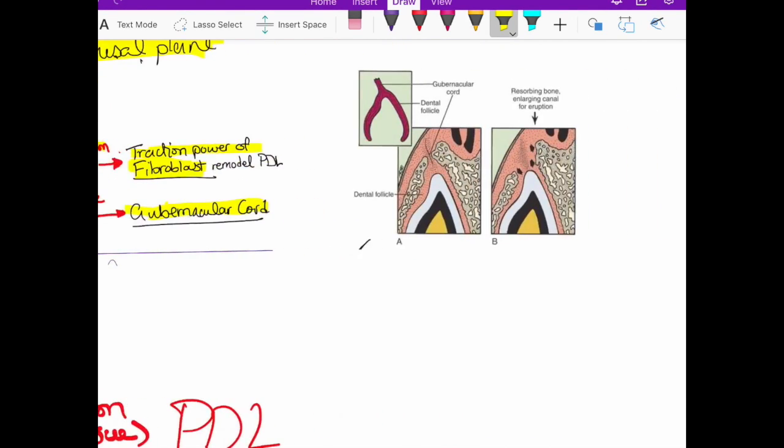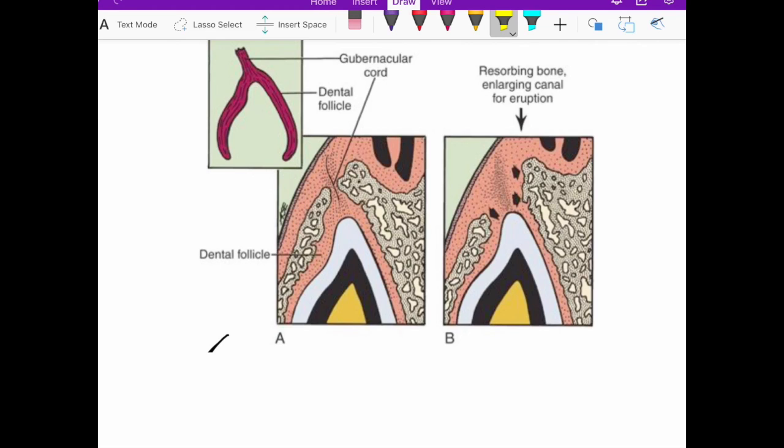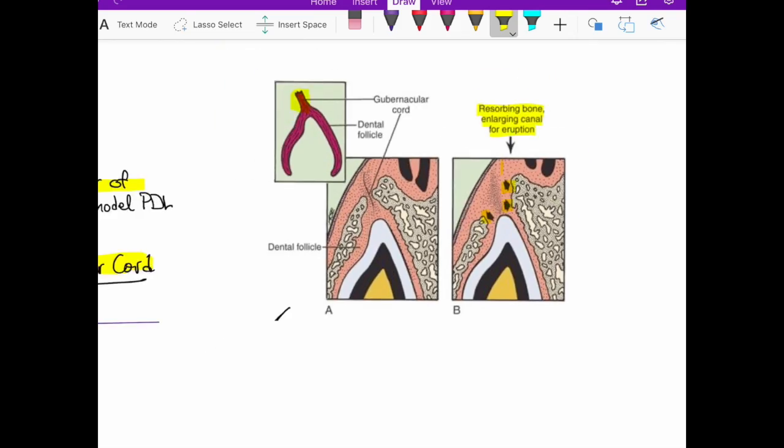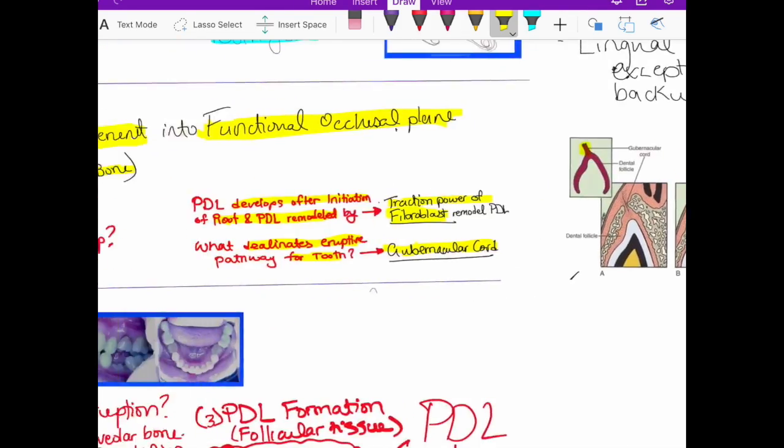So as you can see here in the image, you have this dental follicle with a cord that connects itself to the oral epithelium outside and to the tooth. And as it resorbs the bone, it forms this canal for eruption. So you can see the movement out, and then here the tooth will be able to penetrate through.